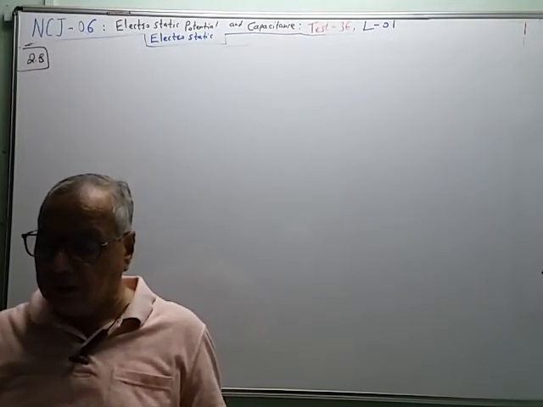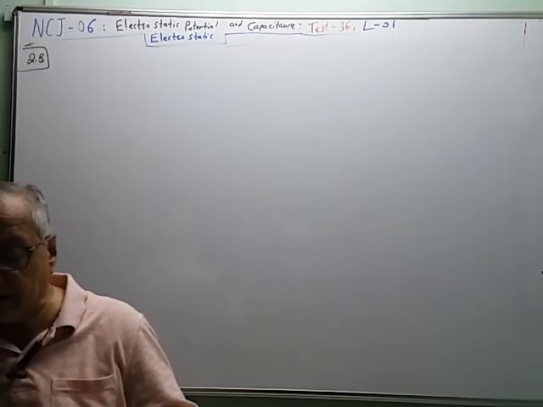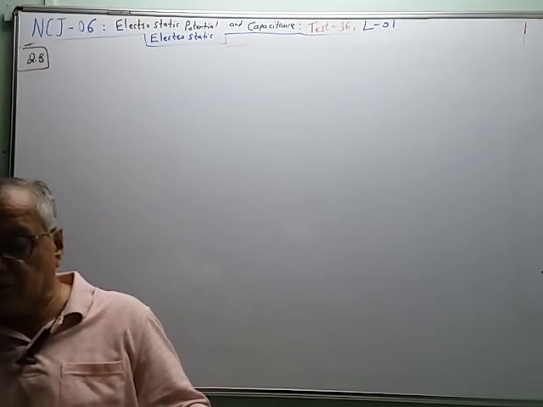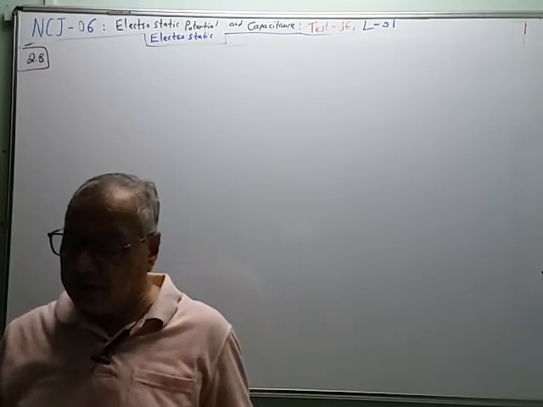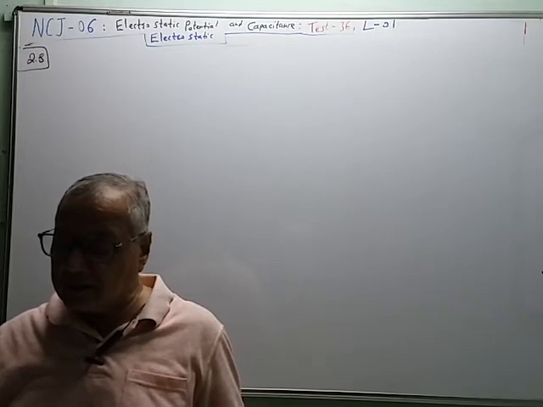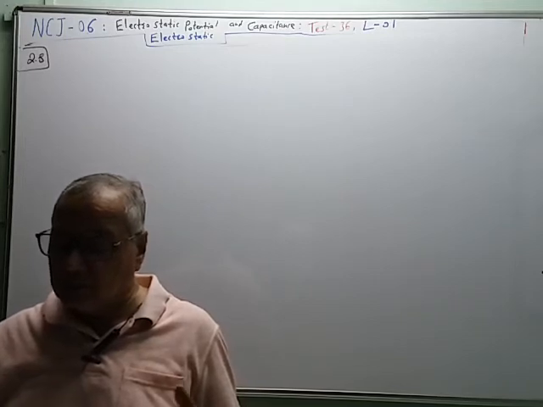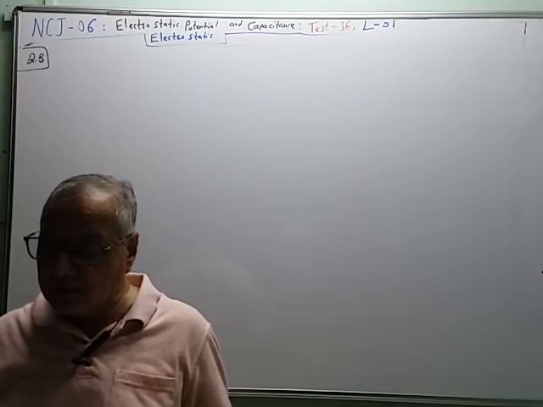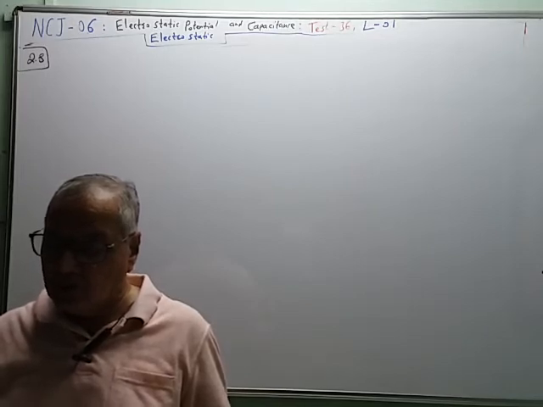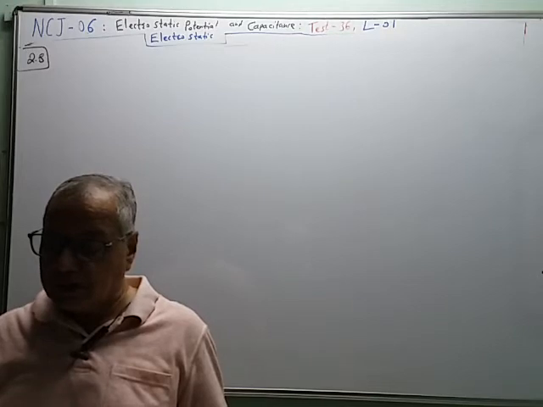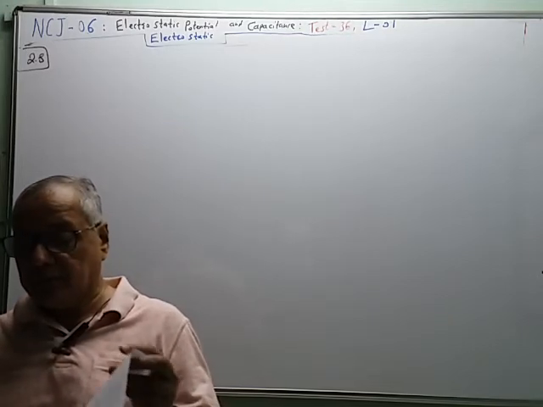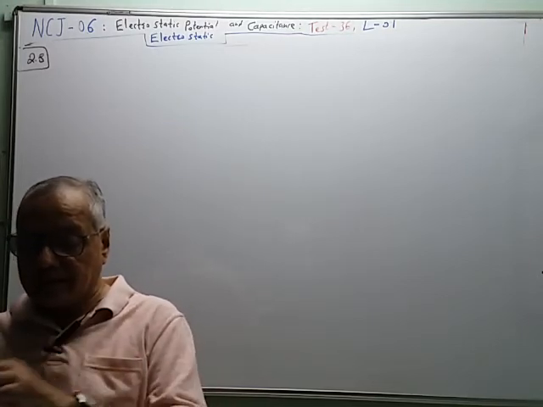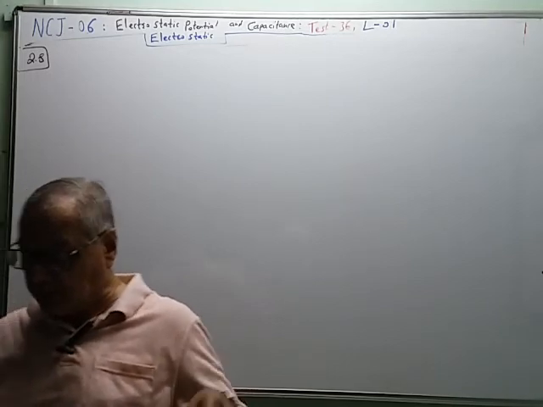B. A charged particle free to move in an electric field shall always move in the direction of electric field. C. The electric field at the surface of a charged conductor is always normal to the surface. D. The electric potential decreases along a line of force in an electric field. So we have to select the correct answer. So we will go one by one. A choice.